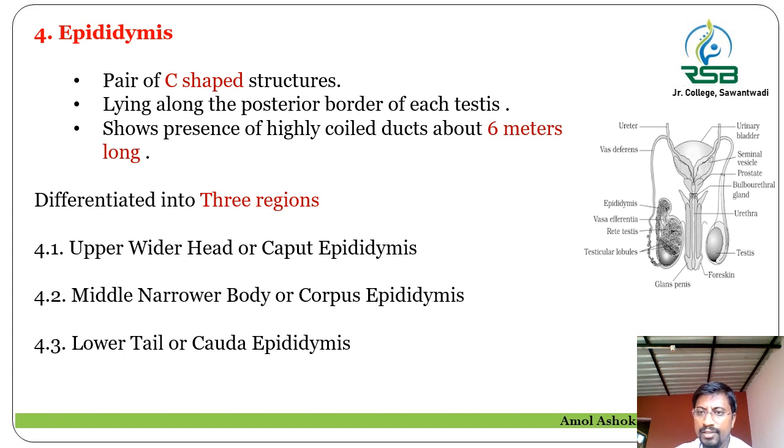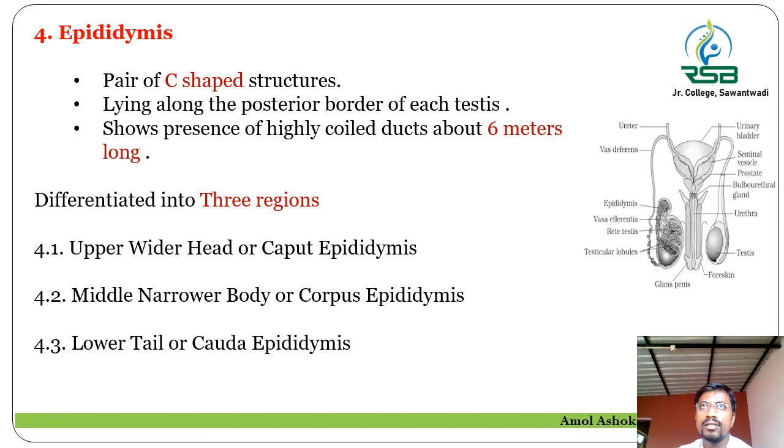Then the epididymis has three regions. Number one, upper wider head or caput epididymis, where the vasa efferentia enters. Then second, middle narrower body or corpus epididymis, and last one, the lower tail or cauda epididymis.